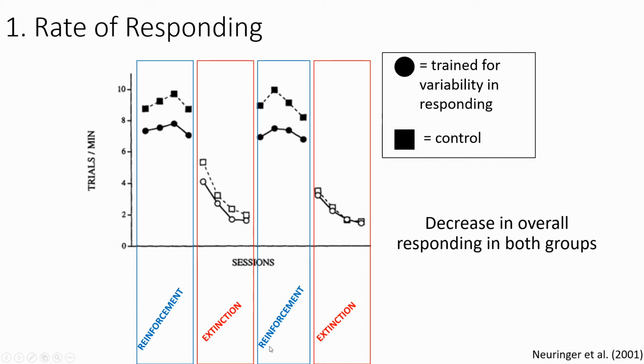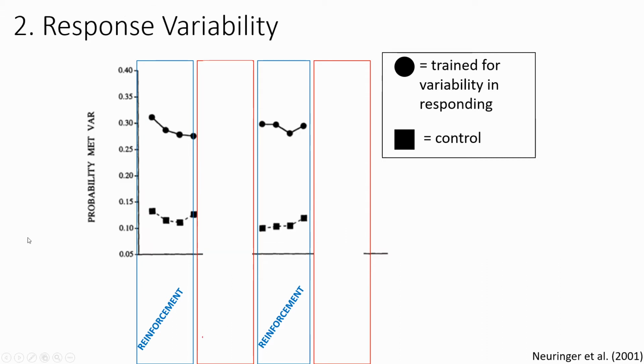When we go back into a reinforcement setup, once they reintroduce our reinforcement contingencies, we go back up to fairly high rates of responding. And when we go back to extinction, our rates of responding drop off again. So this shows us that number 1 on our list, that there is a decrease in overall responding for both groups. Cool. As expected. Where it starts getting really cool is when we look at response variability.